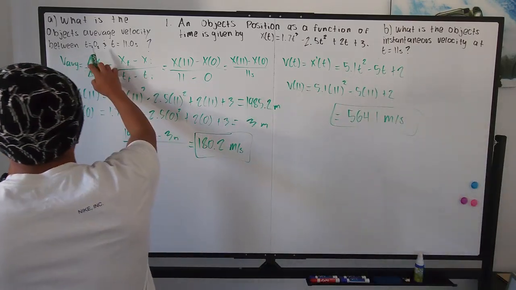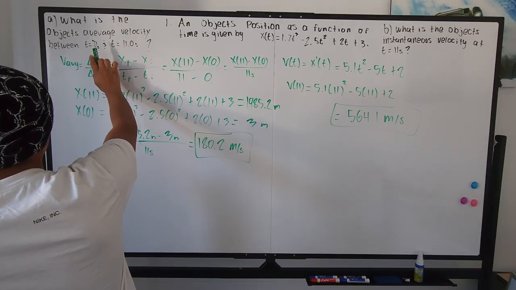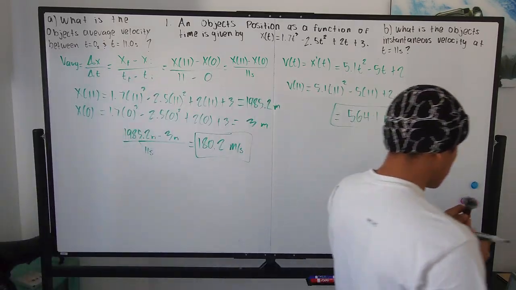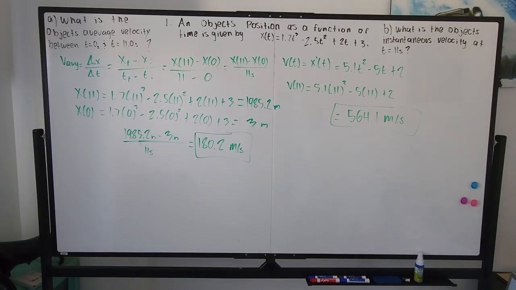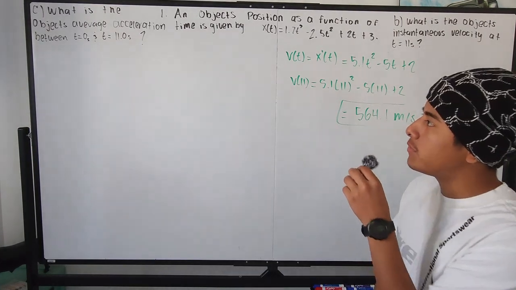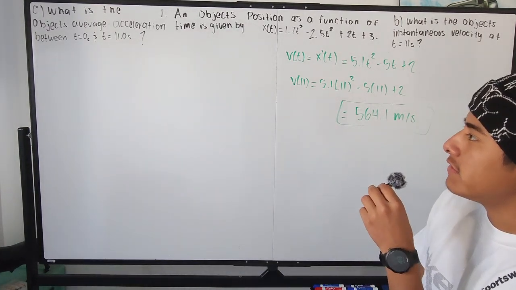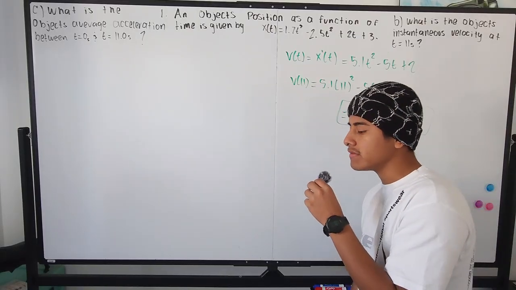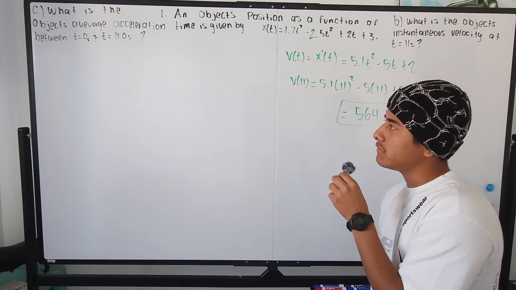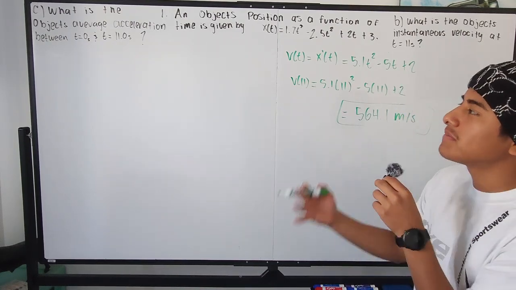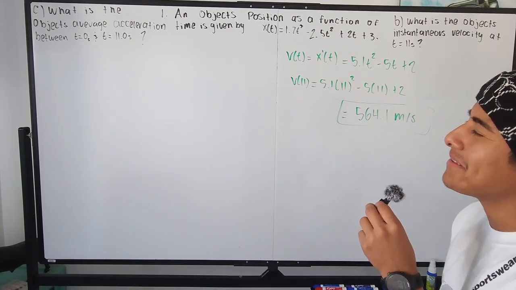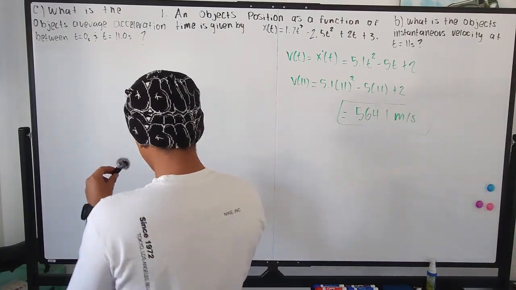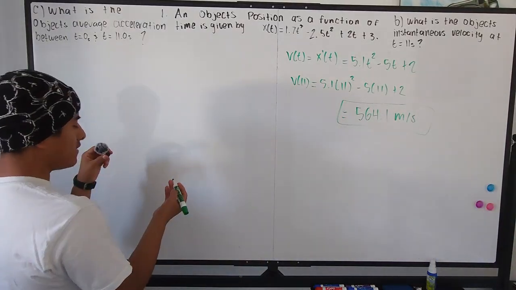And between the times of 0 and 11, the average velocity is 180.2 meters per second. All right, now for part C, it says, what is the object's average acceleration between time equals 0 seconds and time equals 11 seconds? This one is very similar to the velocity one. I literally just changed one word. So it's going to be the exact same approach.